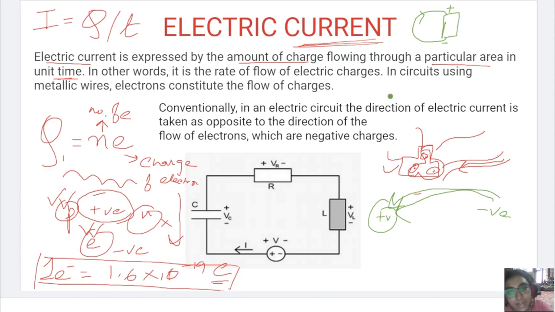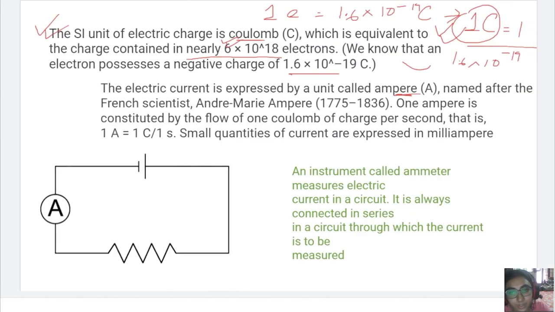No. Conventionally, in an electric circuit, the direction of electric current is taken as opposite to the direction of the flow of electrons, which are negative charges. So what we can say is that the flow of current is always from positive to the negative terminal. Conventionally, it is taken opposite to the flow of the electrons, that is, from negative to the positive side. Okay.